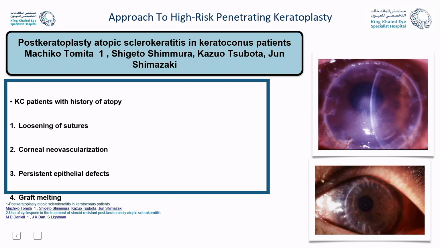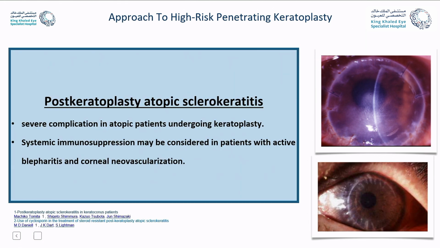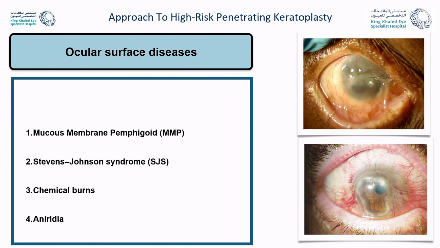Now, another entity, since we have keratoconus commonly here in our country, is post-keratoplasty atopic sclerokeratitis in keratoconus patients. Those patients tend to come with aggressive loosening of sutures, corneal neovascularization, persistent epithelial defect, and graft melt. It's a severe complication in atopic patients undergoing keratoplasty, and systemic immunosuppression should be considered ahead of time in patients with active blepharitis, blepharoconjunctivitis, and corneal neovascularization, with a history of atopy, who will undergo DALK or PK.